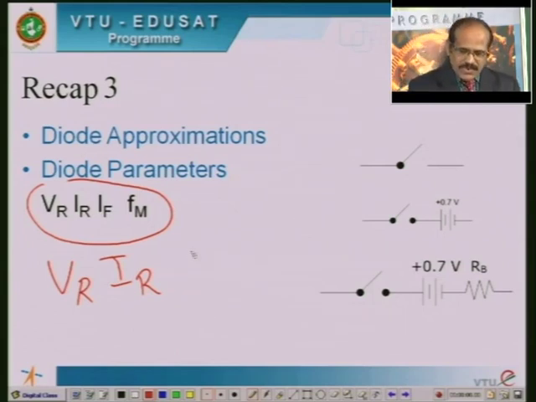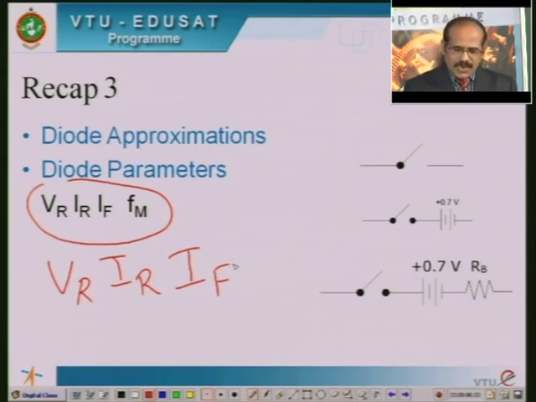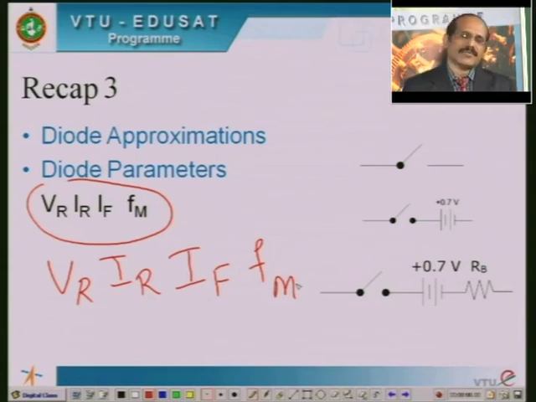We also defined the forward current, which is the current that can be allowed to flow through the diode when the diode is forward bias. Apart from that, we have one more parameter, the rating called FM, which represents the maximum switching frequency of the diode.